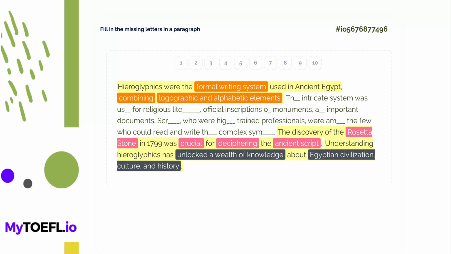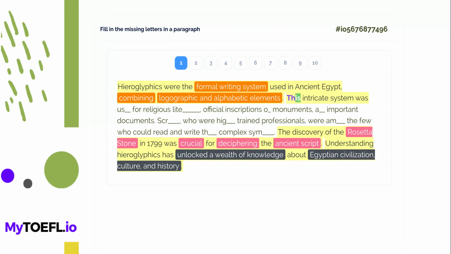Now that we understand the context, let us look at the first blank. Blank intricate system was. The question provides the letters T and H and contains two spaces. We need a word that points back to the formal writing system mentioned in the previous sentence. Since system is singular, we need a singular demonstrative pronoun or adjective starting with the given letters. The word that fits perfectly here to reference the subject is this.